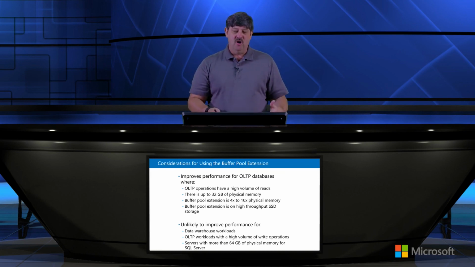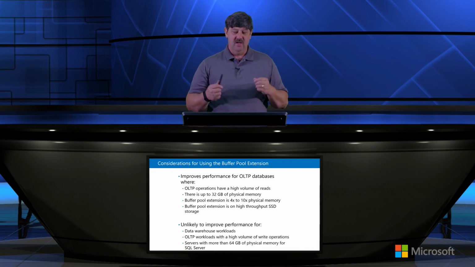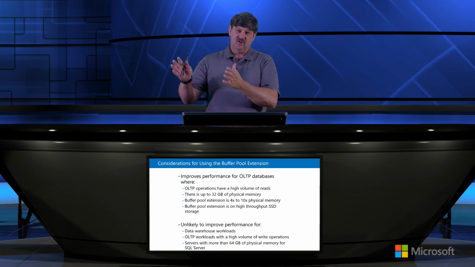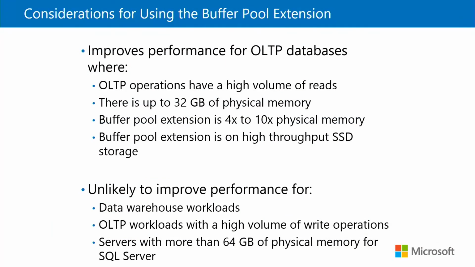So in order to do this, you do this in systems that have up to 32 gigabytes of memory. Generally, we do it somewhere between 4 and 10 times the amount of physical memory that's in the system. Obviously, the more memory you have, the smaller the buffer pool extension needs to be. And you would put it on high throughput storage. Now, unfortunately, SQL Server has no way of identifying that, so it won't let you choose that. It won't restrict you to choosing only SSD devices. We could choose a spinning hard drive, and it's going to be done in a demonstration a little bit later on, just so you can see how it works.